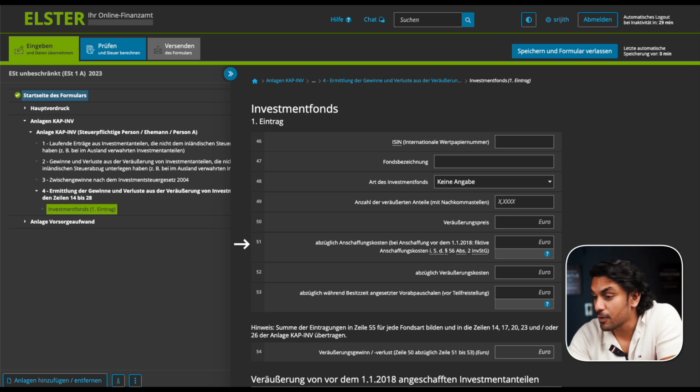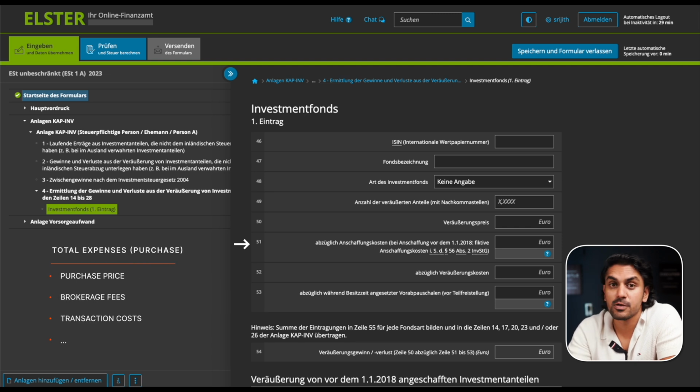Line 51 is about the total money you spent related to the purchase of your investment funds. This includes the purchase price of the asset itself as well as any additional costs directly related to acquiring the asset, such as brokerage fees, transaction costs, etc.